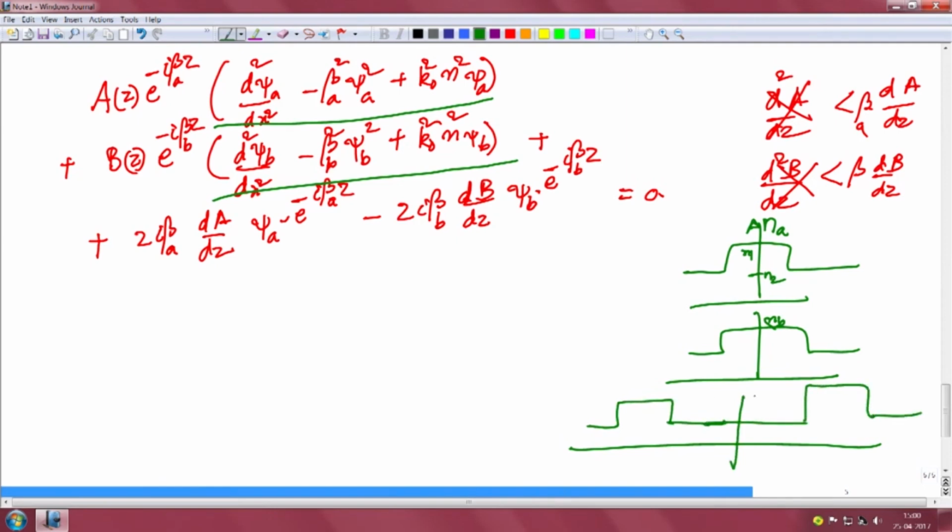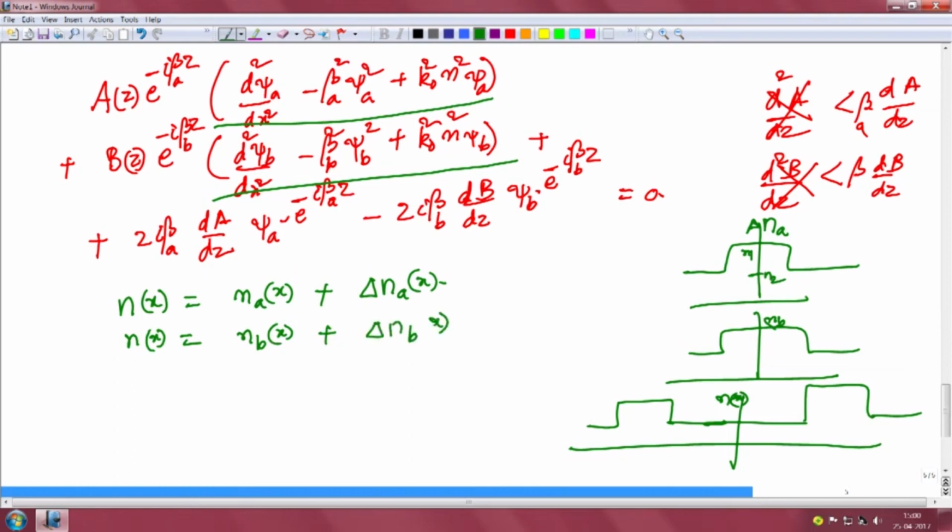So, we can say that the given refractive index profile n of x can be written as a combination of N A and N B like this. n of x can be expressed as n A of x plus delta n A of x, and n of x can also simultaneously be written as n B of x plus a perturbation delta n B of x. Let me explain the terms n A and n B.